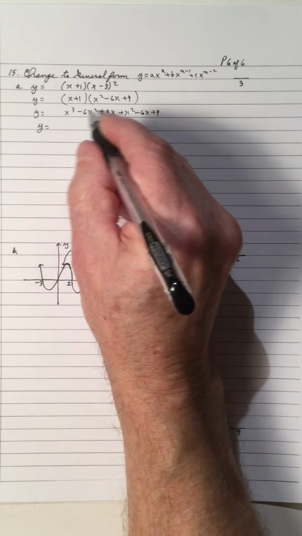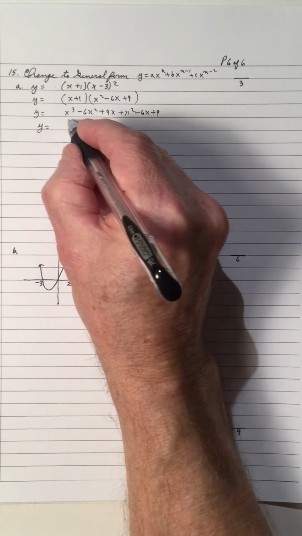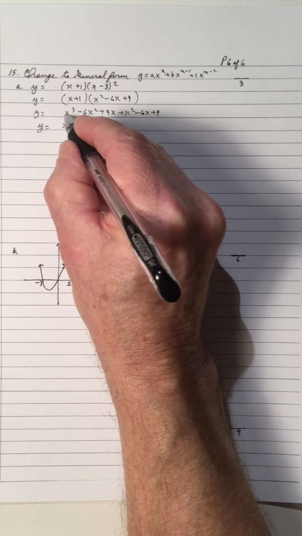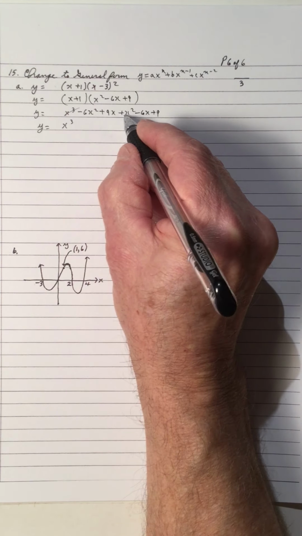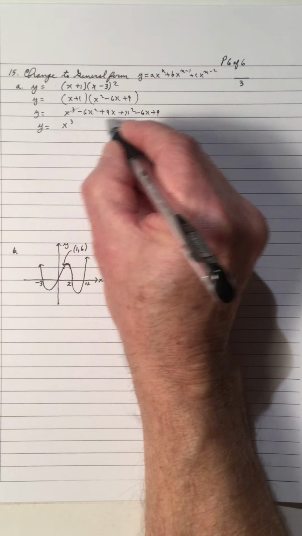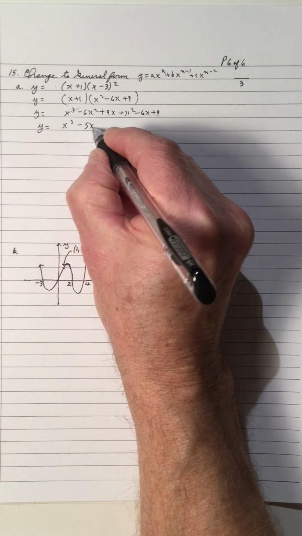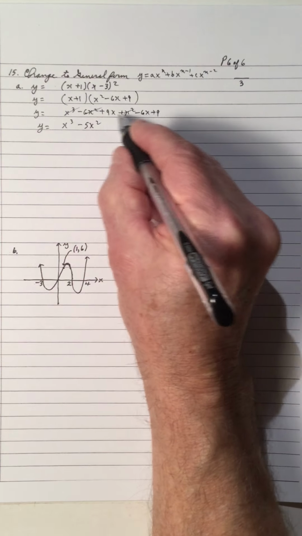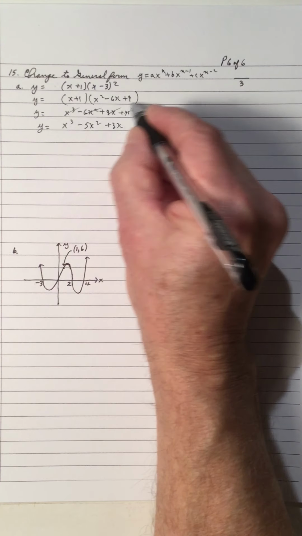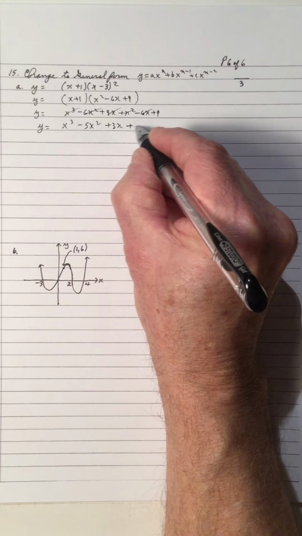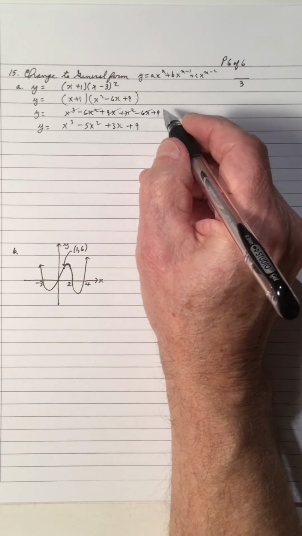We have that done. Now we look in descending order. We take the x cubed first. Then we take the x squared. Negative 6 and 1 is negative 5. And they're done. And we get 9x and negative 6x is 3x. They're done. And the only one left is the constant term, which is 9.